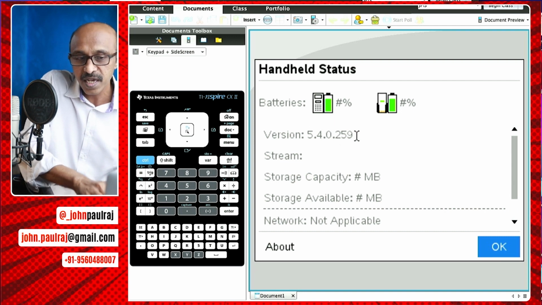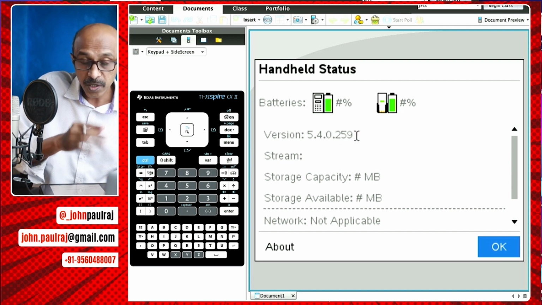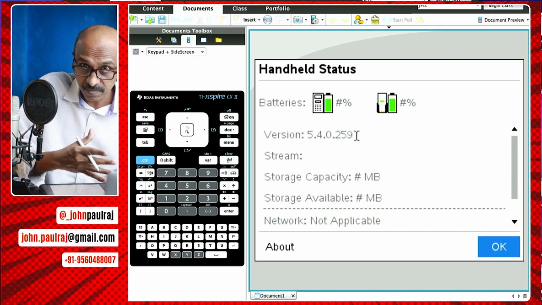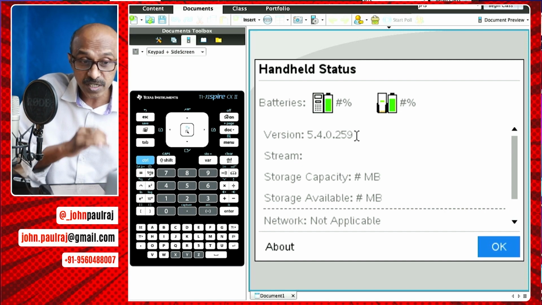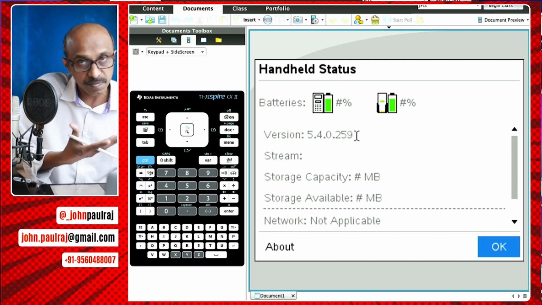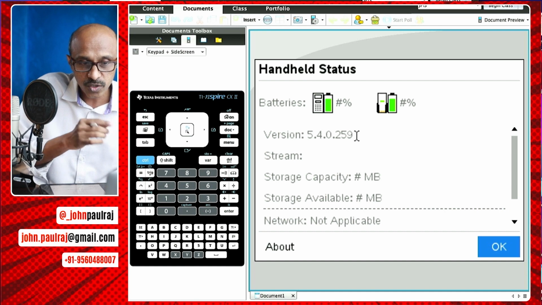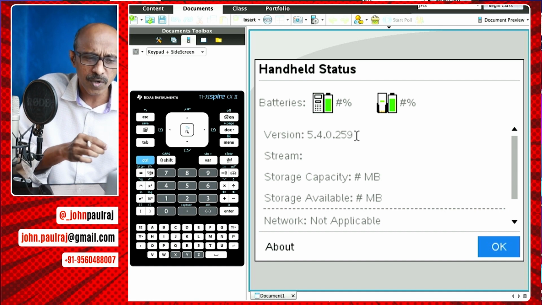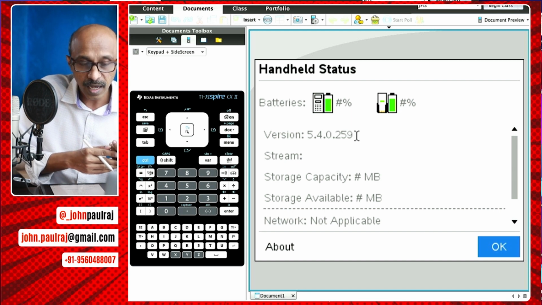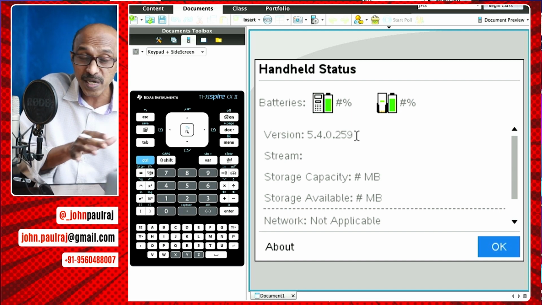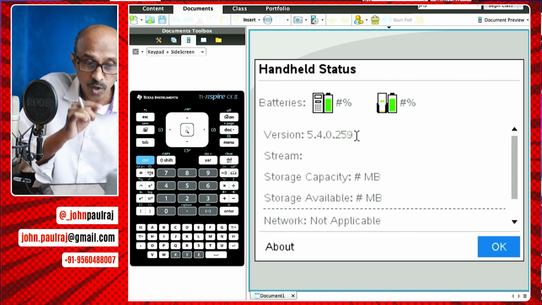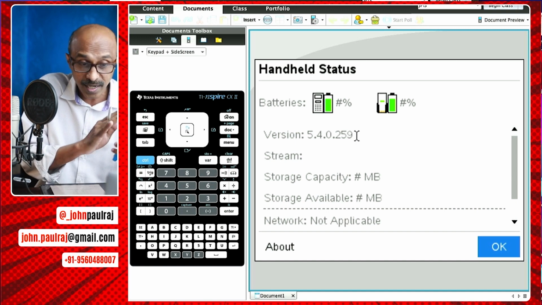So check this first. If your calculator is not updated, I would suggest the first thing to do, please update it, because a lot of these features might just be stalled. I made a video specifically about how to upgrade your operating system on your handheld. I'm going to link those videos. All these videos I'm going to be making reference to will be in the description box below. Go ahead and first thing, just go and get it upgraded.